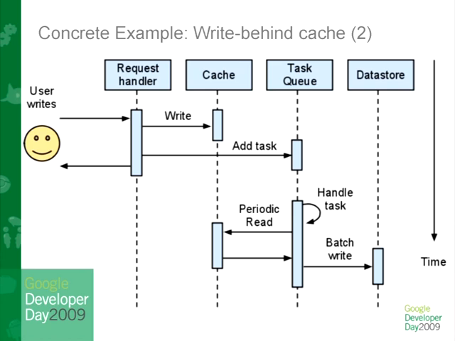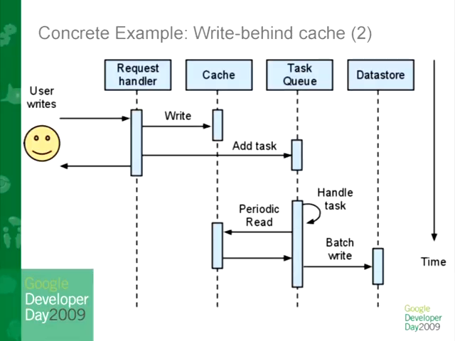Then possibly the request handler adds a task to the task queue saying, hey, I updated the cache. Maybe do some database work in the background. And then it immediately returns, because task queue writes are very fast. So this top part of the diagram is very quick.